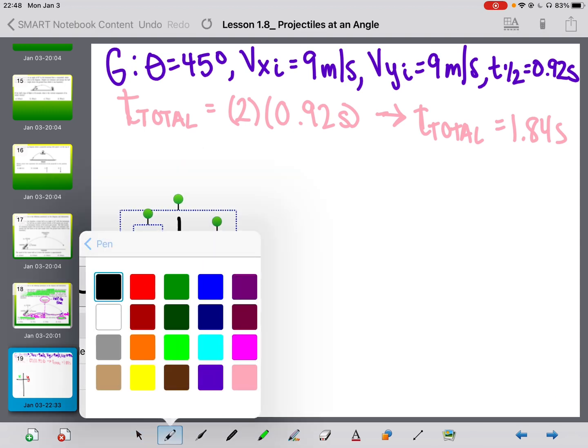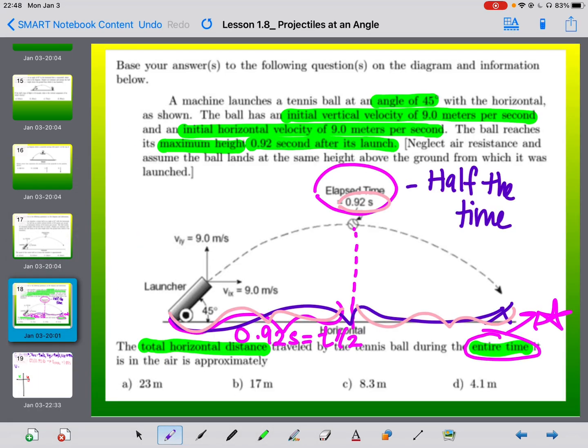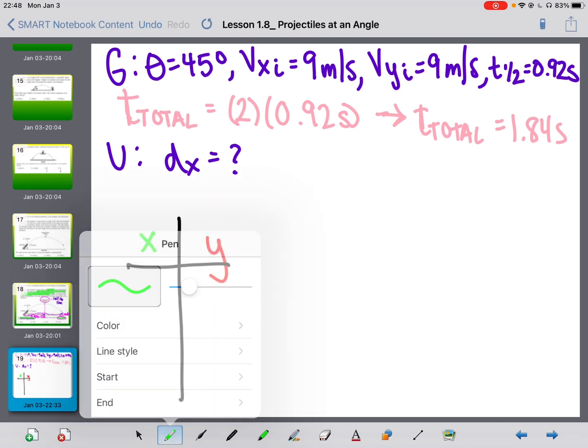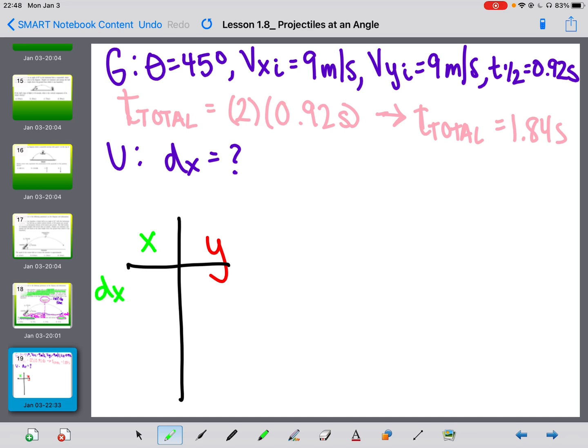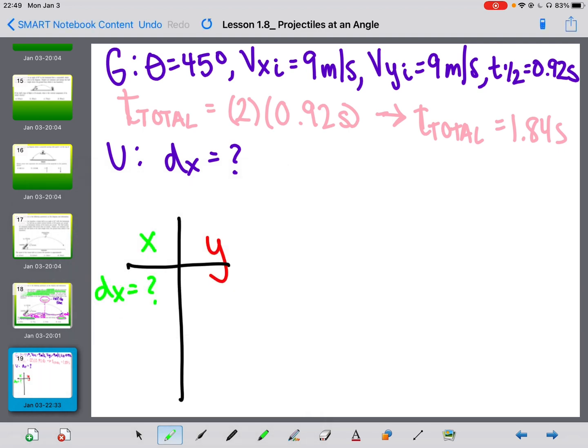If you've noticed, I actually forgot a significant component, our unknown, right? So our unknown is asking for the total horizontal distance. I'm going to denote that as dx, because x is the horizontal component, and d just stands for distance, okay? So we'll go back to my colors. We have no idea what dx is. That's what we're trying to find. We know that Vxi equals 9 meters per second, and we know that t total, which I'm just going to denote as t tot, is 1.84 seconds.